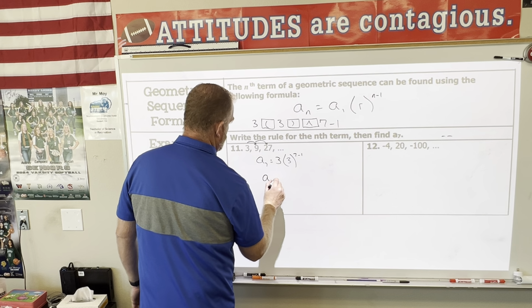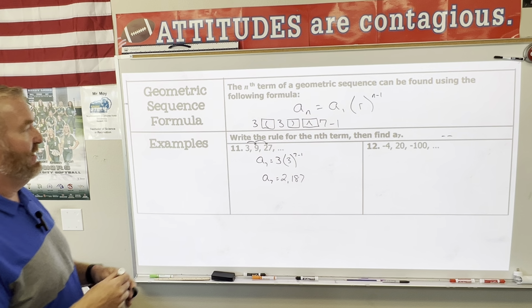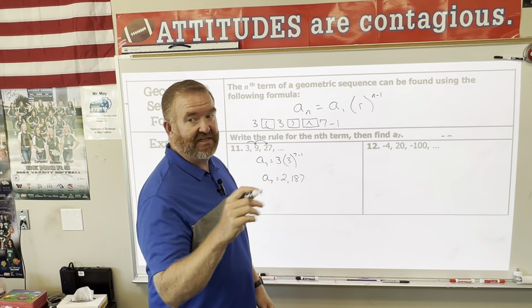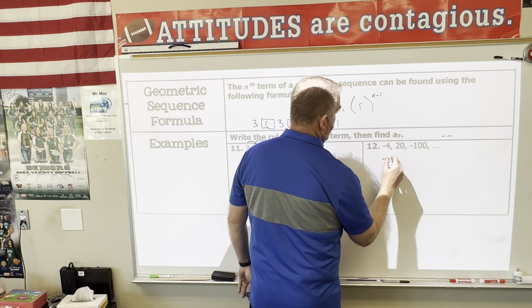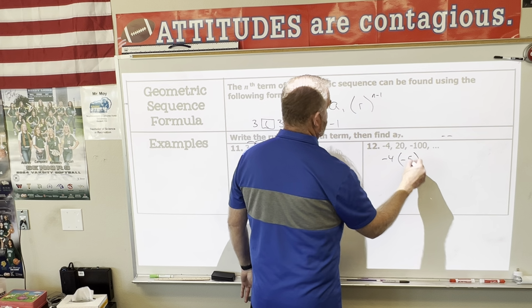Okay, I don't remember which one was first because they're both 3. So it's multiplying by 5. No, it's not. Yes, it is. But the signs are switching back and forth. So it'd be -4, then parentheses, -5. So if we got -4, and this multiplies by what? What's my common ratio? -5, because the signs switch back and forth.